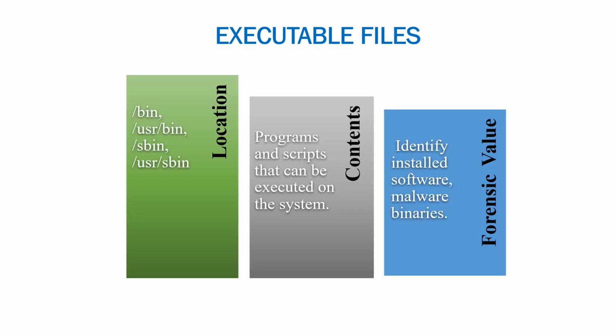So the next artifact is executable files. These files are located in the bin folder and they contain binaries, scripts or programs that are executed on the system. And analyzing these files can be helpful in revealing installed software, malicious code, and the evidence of unauthorized events.